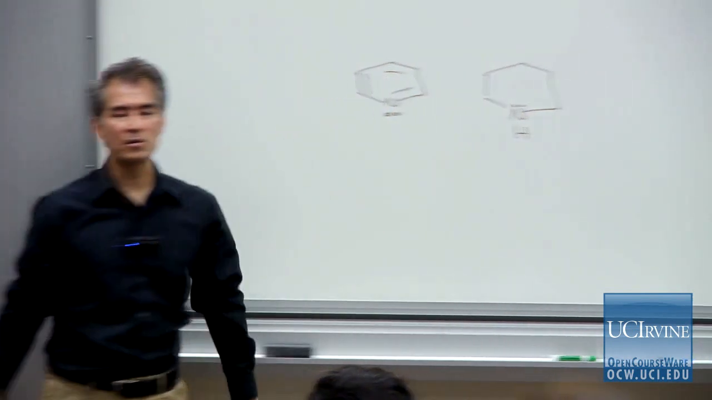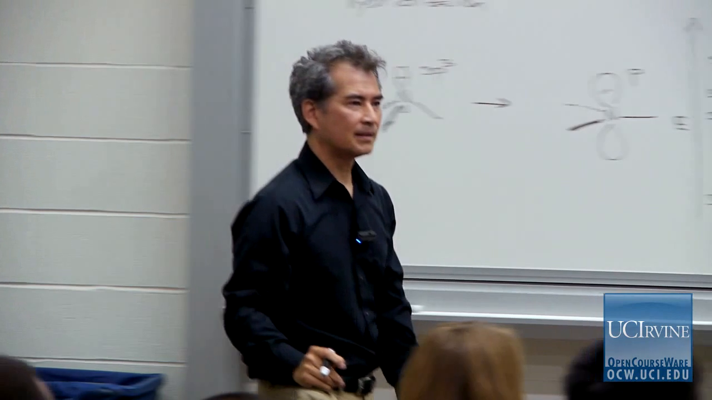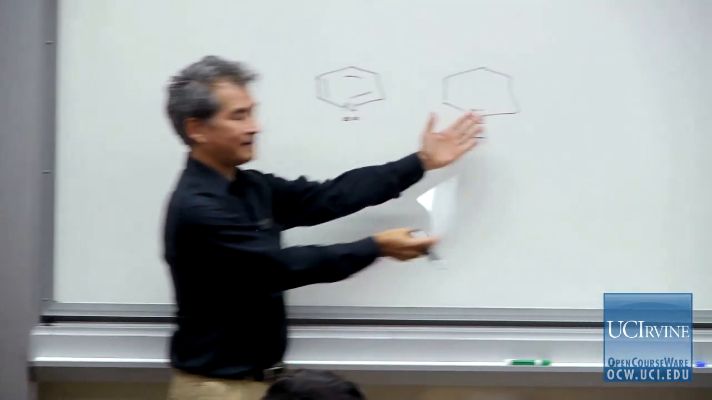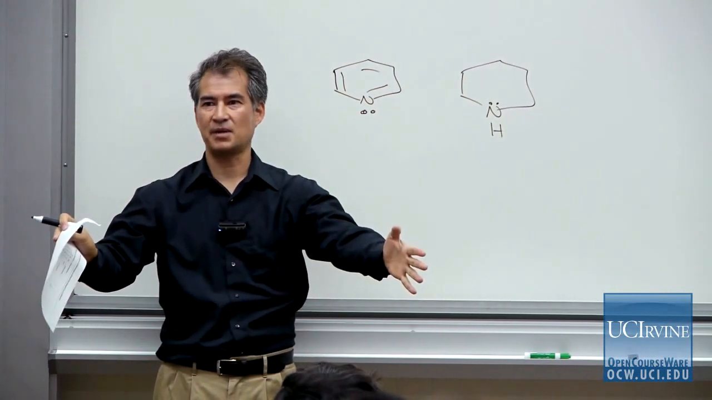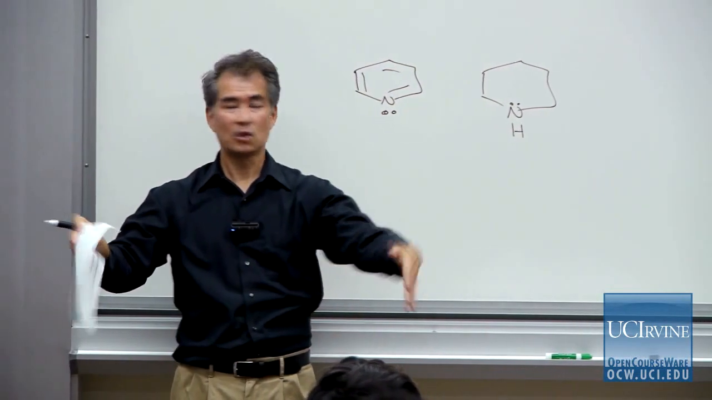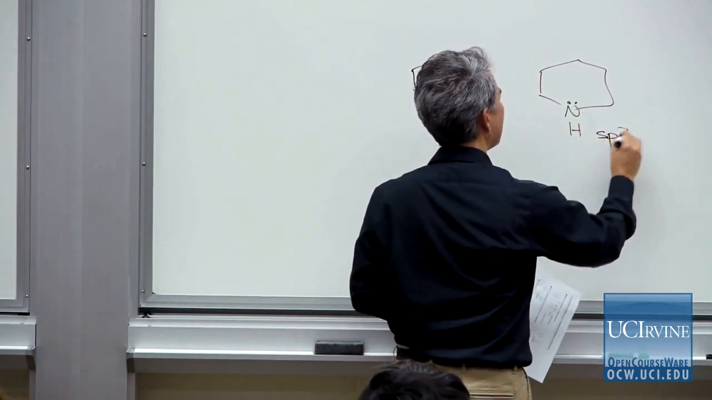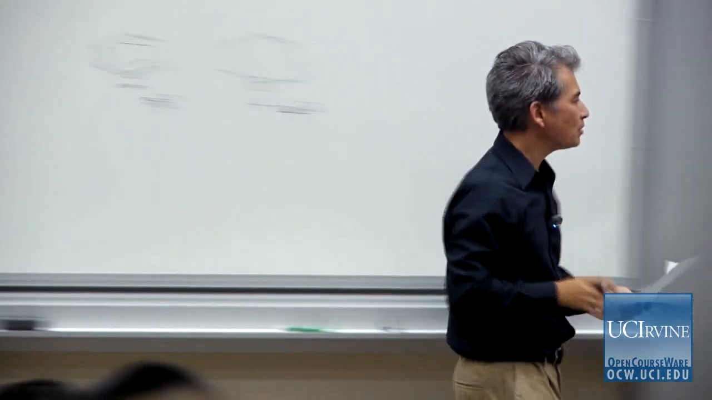Which of these is more nucleophilic? Now the answer should be instantaneous. This one is more nucleophilic. It is about 100,000 times more nucleophilic than pyridine. Lone pair on nitrogen, but they're not all the same. And that's because this is sp3 hybridized and this is sp2 hybridized. Those lone pairs are totally different.